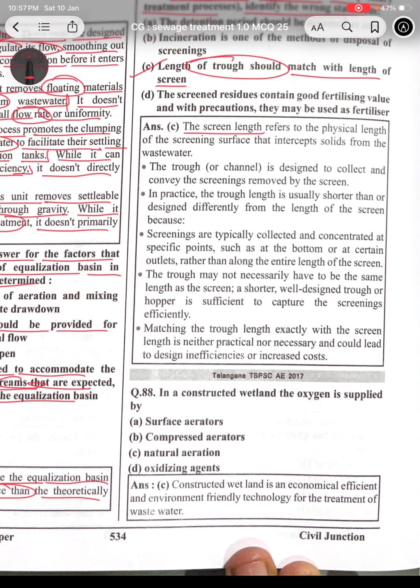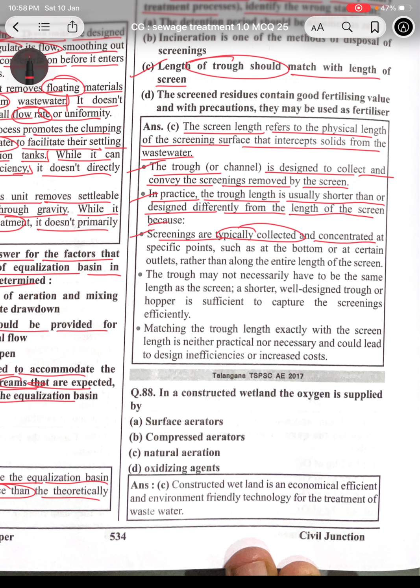The screen refers to the physical length of the screen surface that intercepts solids from the wastewater. The throw is the trough or channel designed to collect and convey the screenings removed by the screen. In practice, the throw length is usually shorter than the design length of the screen, because screenings are typically collected and concentrated at a specific point, such as at the bottom of the screen outlet, rather than along the entire length of the screen.